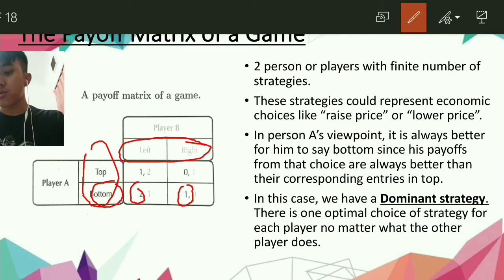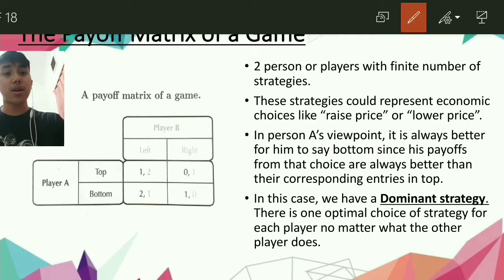And it also works for B. It is always better for B to say left since 2 and 1 dominate 1 and 0, as you can see right here. 2 and 1, 2 and 1, and 1 and 0, like that.